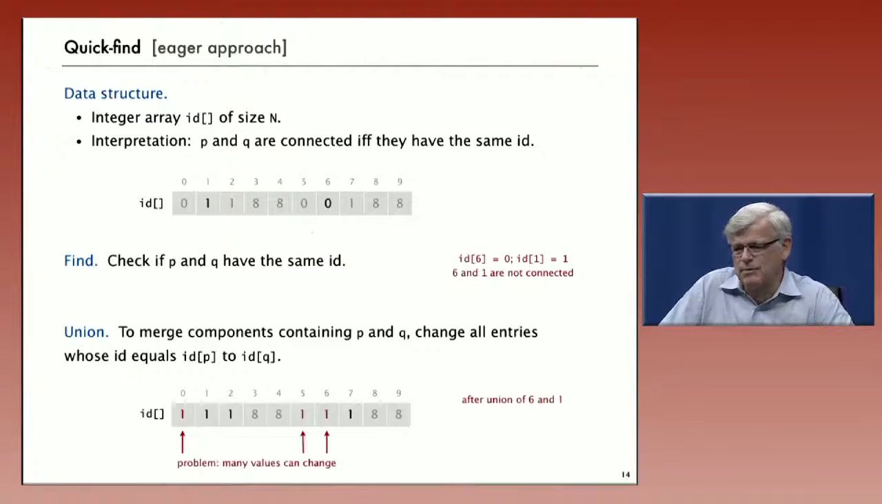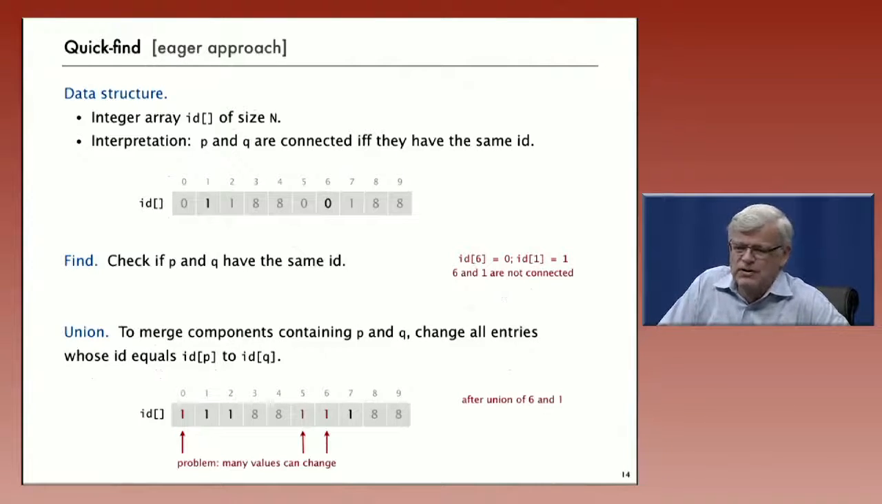They're not in the same connected component. Union is more difficult. In order to merge the components containing two given objects, we have to change all the entries whose ID is equal to one of them to the other one. And arbitrarily, we choose to change the ones that are the same as P to the ones that are the same as Q. So if we're going to union 6 and 1, then we have to change entries 0, 5, and 6, everybody in the same connected component as 6, from 0 to 1.